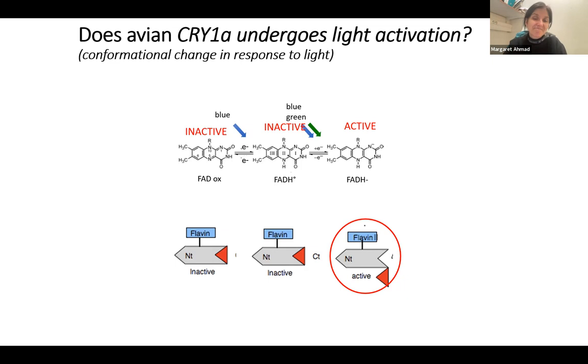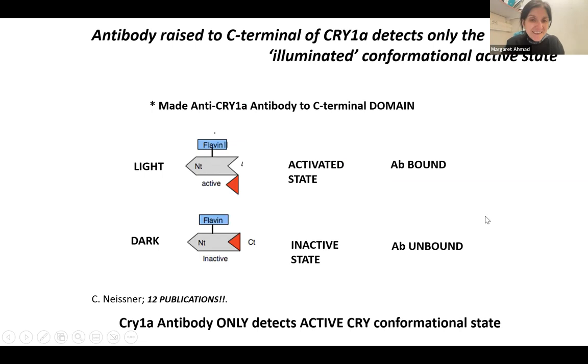Next. So this is another way of saying it. The Wilczko lab made an antibody to the C-terminal domain of the Cry1A. And then they took chickens, a very sad story, but they took live little chicks and also a few live robins. And they illuminated them and then they sacrificed them and they took out the retina and they did histochemical staining.